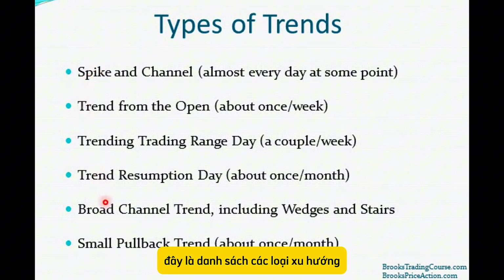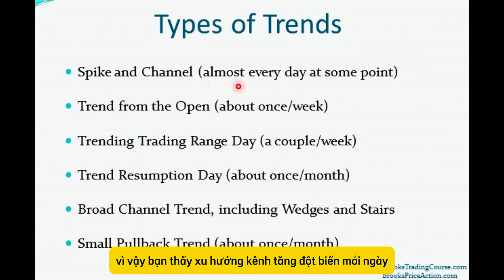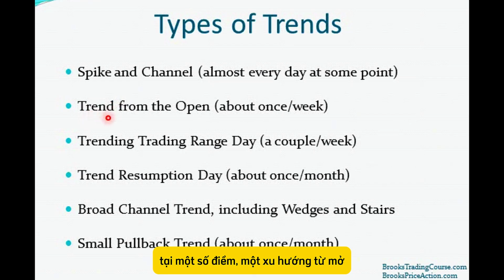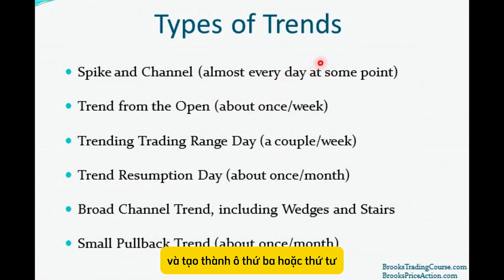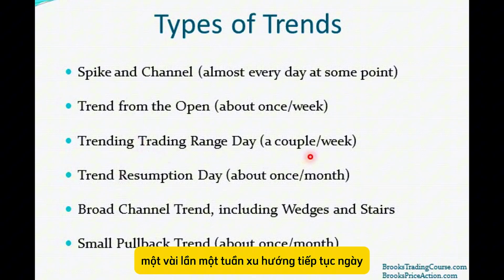Here are the lists of types of trends as I categorize them. Spike and channel. Every trend that you see has a spike and channel component to it. So you see spike and channel trends every day at some point. A trend from the open, in other words, from the very first bar or very first few bars of the day, the market trends for the rest of the day. That happens about once a week. Trending trading range days, where the market's in a trading range, and then it breaks out, and then it forms another trading range. Sometimes it breaks out again and forms a third or fourth. They're pretty common. Very clear ones occur a couple times a week.